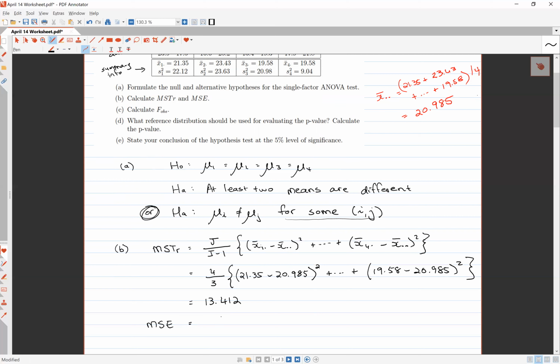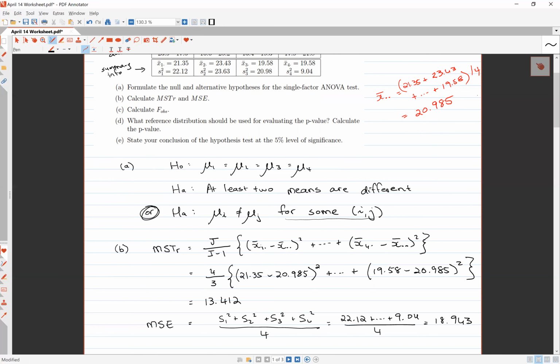Then we need mean square error. This formula is the equivalent of how we pooled information in the variance formula for the 2-sample t-test, except there's no weighting because the group sizes are all equal. So we're just adding the individual group variances and dividing by how many of those we have. And so our mean square error is 18.943.